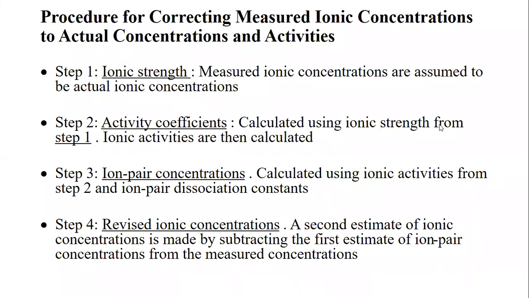Calculating using ionic strength from step 1. So now we have the activity coefficients. How do we calculate the activities? The concentration we assumed times the gamma that we calculated. So we get the first ion activity for that ion. You understand? You're keeping up with me?